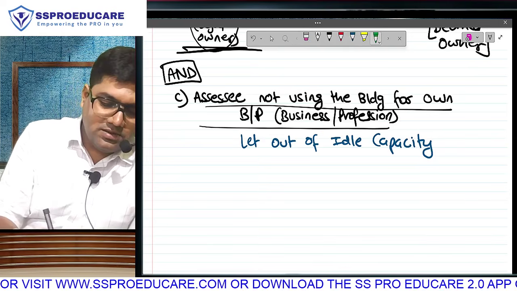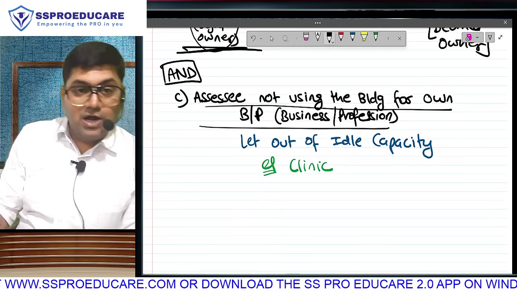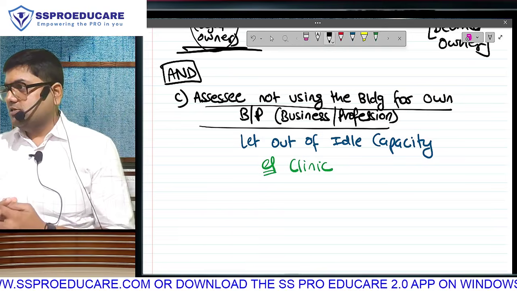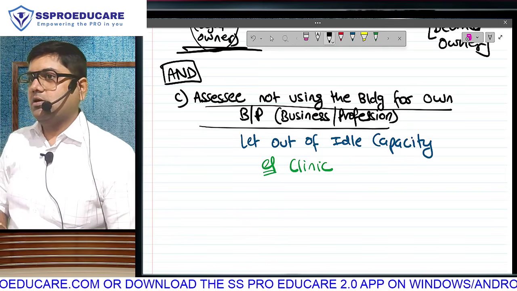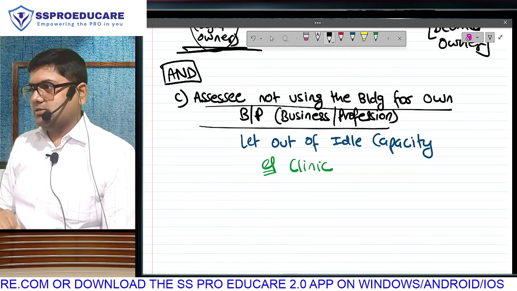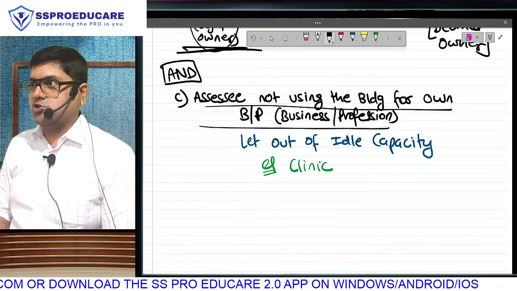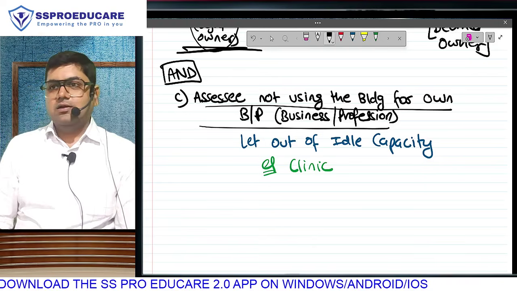Example क्या है? Doctor का clinic. It won't be house property. Sir, तो ये rent which the doctor is getting, where will it go? It is not salary, it is not capital gains. It is not house property because I am also using it for my business. तो बचा क्या? PGBP and other sources.